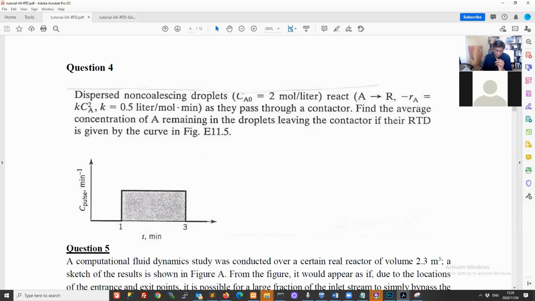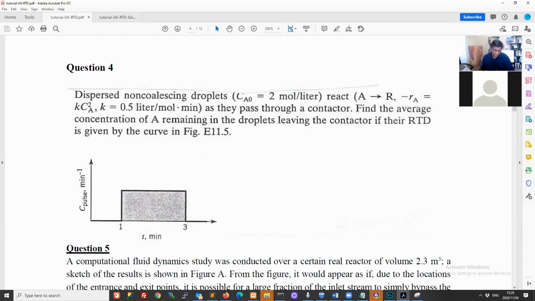And we know the reaction kinetics. So it may seem crazy, but even in that droplet, we can define the kinetics going on in there, and we can define the kinetic rate constant inside that droplet, and even the rate expression, so k C_A squared, that's what's going on in the droplet.